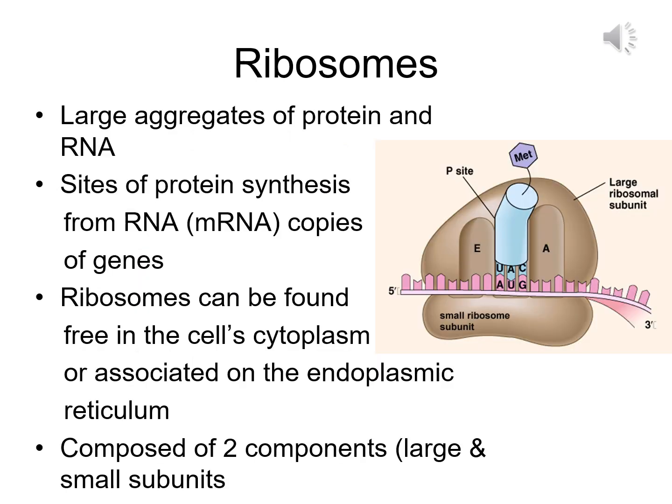Recall that the nucleoli inside the nucleus is where we build the components of ribosomes. Well, ribosomes are made of two components. They're made of proteins and RNA. Those come together to become functional organelles that work outside of the nucleus in the cytoplasm. Now, ribosomes are where we build proteins. So it is said that this is the site of protein synthesis.